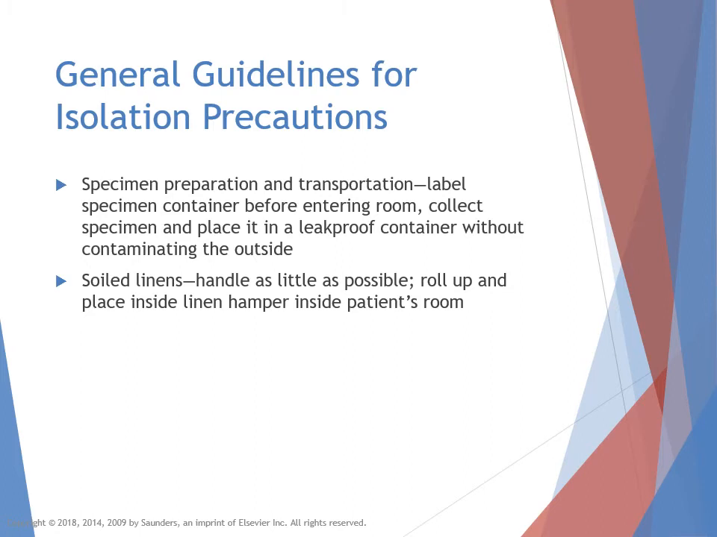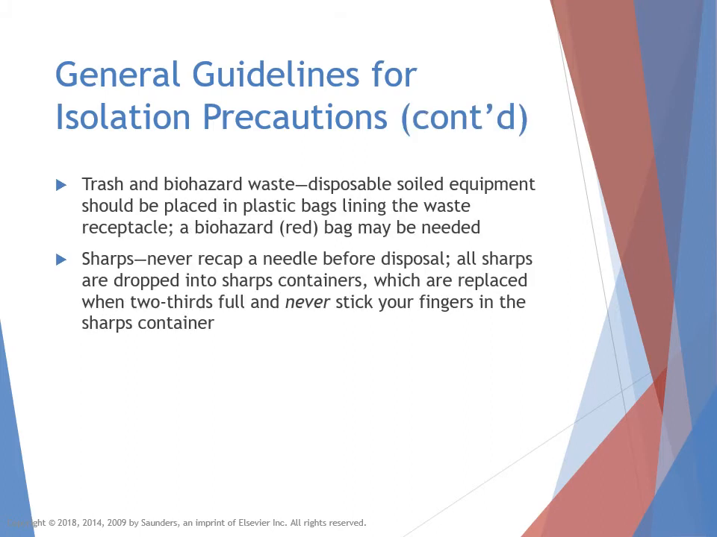And if it was an isolation precaution patient and they did require for you to wear a gown, you'd want to make sure that you wear a gown for that. Always want to make sure that you have gloves on. And you'd want to roll those sheets together and place them in the designated container inside the patient's room. So some key points here on how we prepare a specimen, as well as how we want to handle soiled linens. More general guidelines for isolation precautions here.